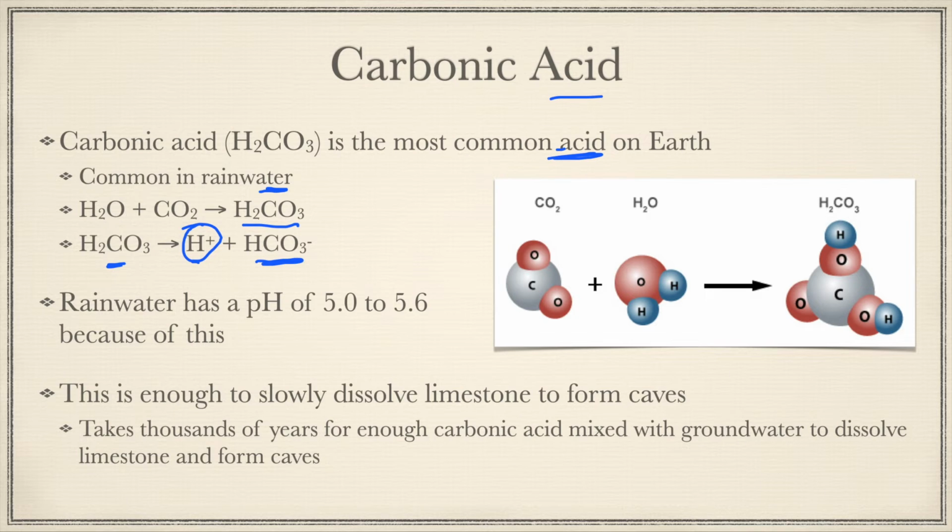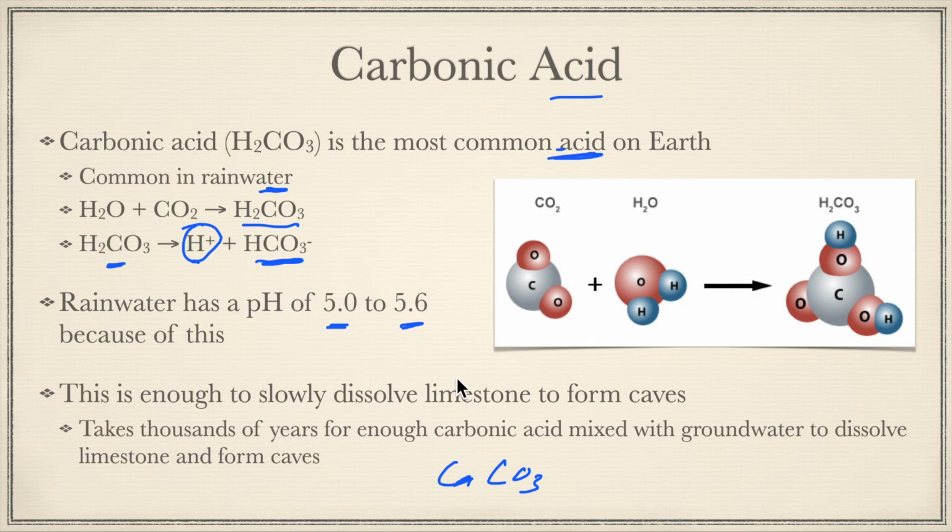So this gives rainwater a pH of around 5 to 5.6 naturally. So pure natural rainwater in a natural environment should have a pH of around 5 to 5.6. Now this is enough to slowly dissolve limestone to form caves. So one of the ways that limestone caves are formed is the limestone, which is calcium carbonate, is dissolved by the acid or the hydrogen ions in our carbonic acid.